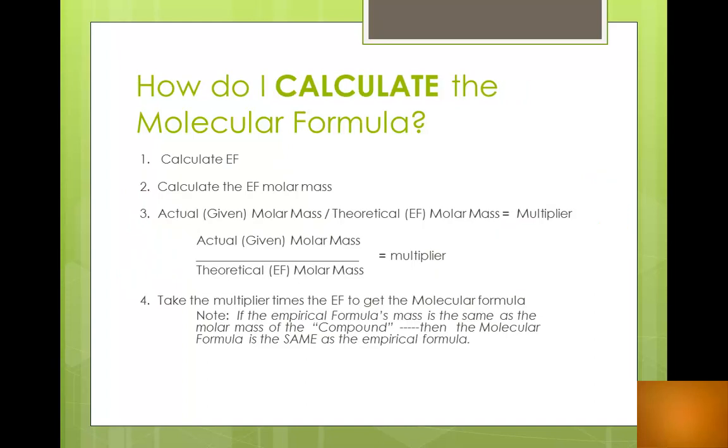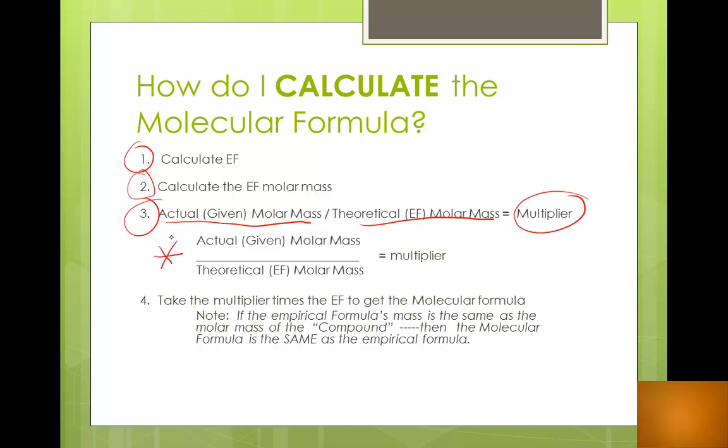How do I calculate molecular formula? First, I find or calculate the empirical formula. Then I calculate the empirical formula molar mass using the periodic table, as we've calculated molar mass in the prior units. Third, I take my actual molar mass, which is given to us in the problem, divided by my theoretical molar mass, or my empirical formula molar mass, and I get my multiplier.